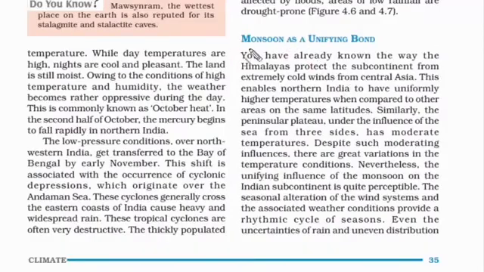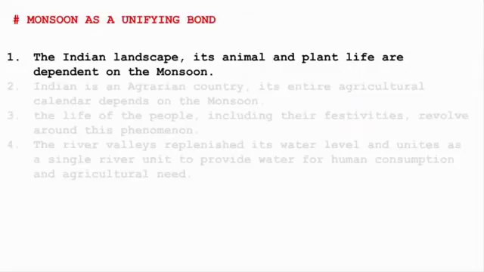And the last topic of this chapter is monsoon as a unifying bond. This is a topic which you can face in the examination, or you can also be asked to write an essay on it. Therefore it is easy as well as important to cover. So you have to understand that the Indian landscape, its animal and plant life, that is flora and fauna, are all dependent on the monsoon.